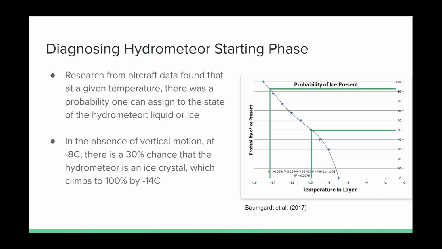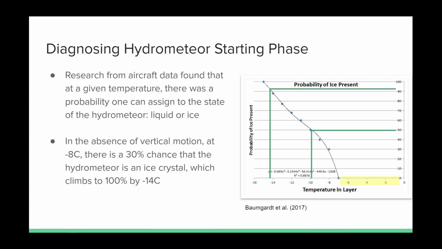Likewise, these data and this curve help us understand that in the 0 to -7 range, that warm side of the curve, or that warm side of this diagram, there is very little chance to no chance that ice will be found in that layer. So in these situations, supercooled water would exist.